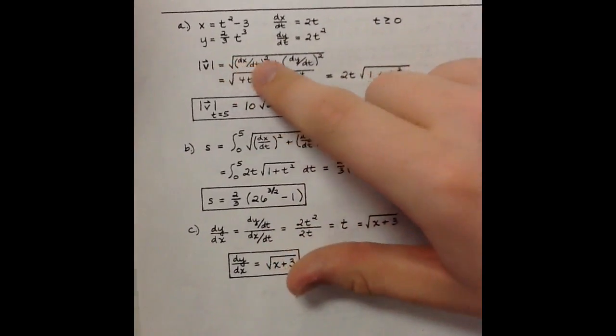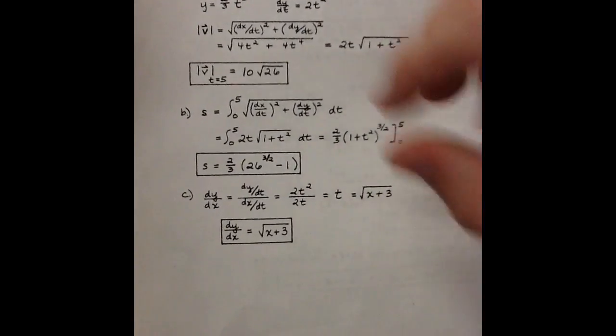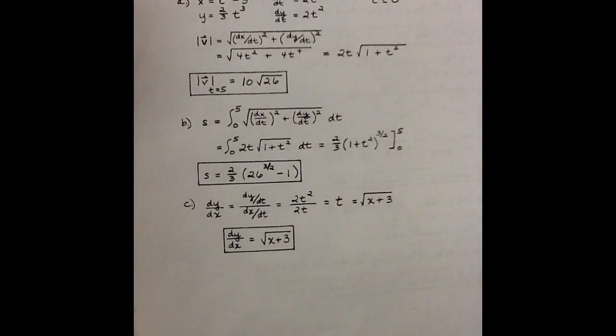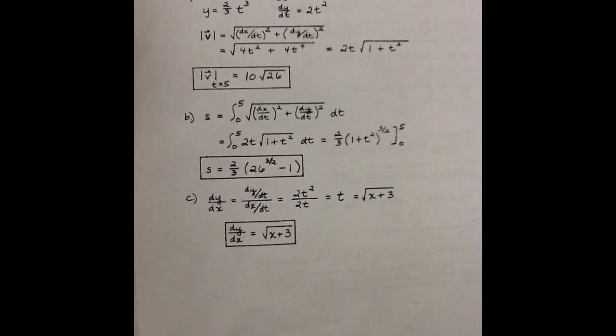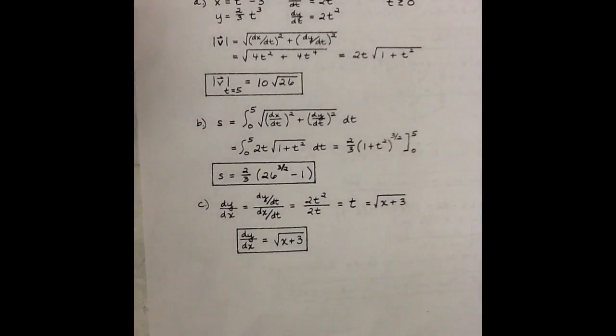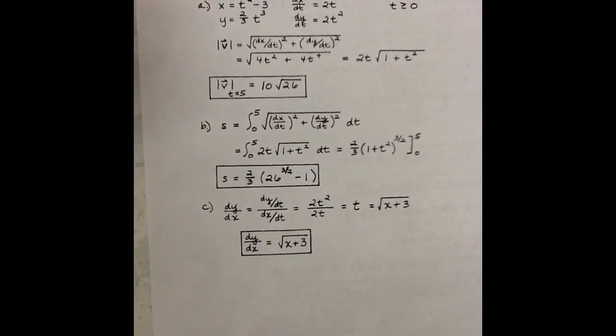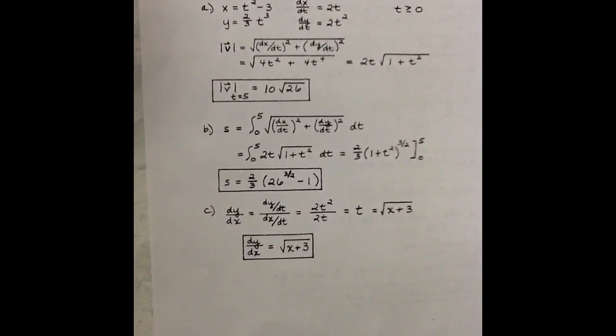Then you plug it into the standard form of equation to find the magnitude of the velocity vector. So you plug in your 2t and your 2t squared where appropriate, and you end up with 2t square root of 1 plus t squared. Then you plug in your 5. This is where it comes in. You get 10 square roots of 26.